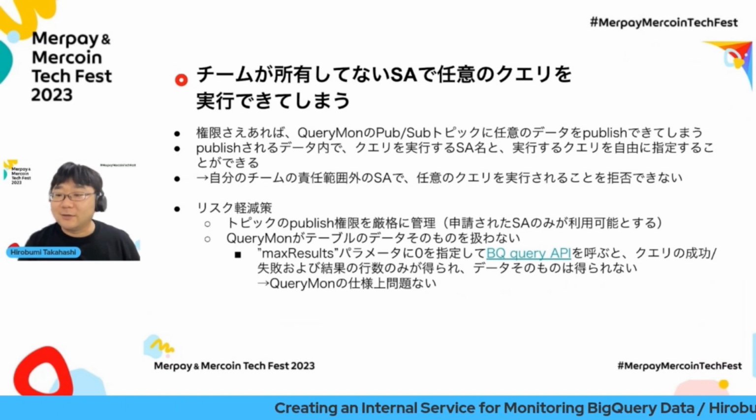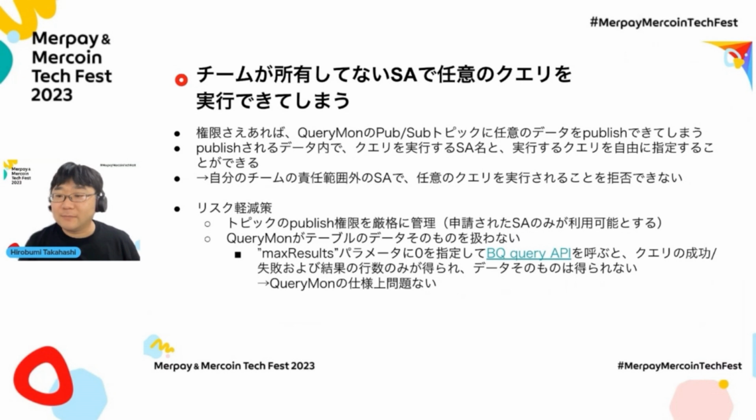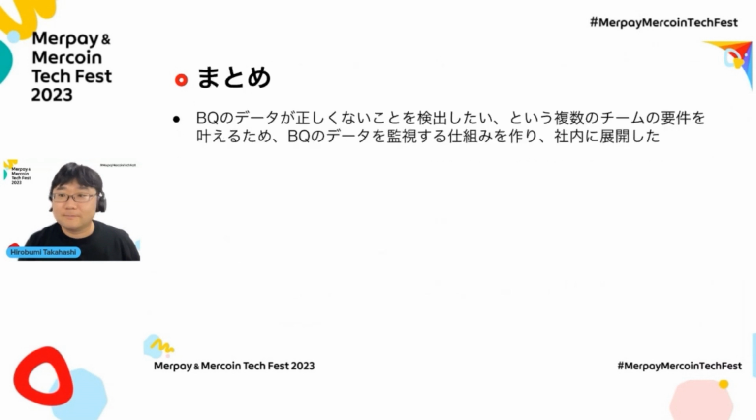If the monitoring query is successful, we only need to find that out by the number of rows. If you set the max results parameter to 0 in the BigQuery query API, the query will just return the number of rows, and the data itself is not returned. This is very suitable for the specification, so this is what we use.